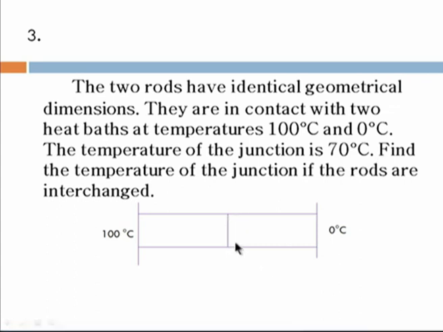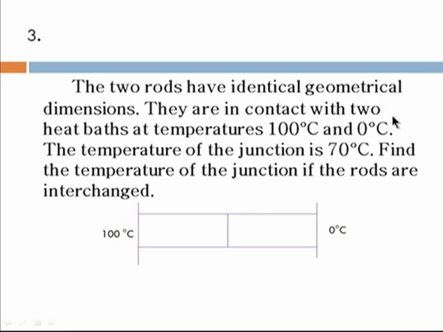He is given this junction temperature also 70. But he is asking the temperature of the junction if the rods are interchanged. See here, suppose this is metal rod 1, this is metal rod 2. If rod 1 is connected to the 100 degrees centigrade, the junction temperature is 70, is given. He is asking, suppose rod 1 is interchanged to this position and rod 2 comes to this position. So what is the junction temperature? That we are going to discuss now.